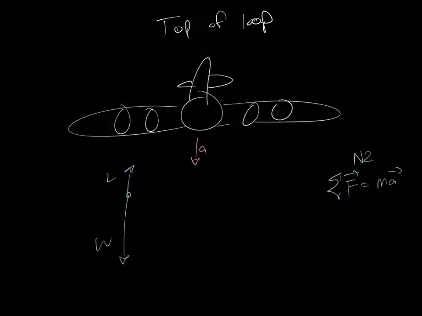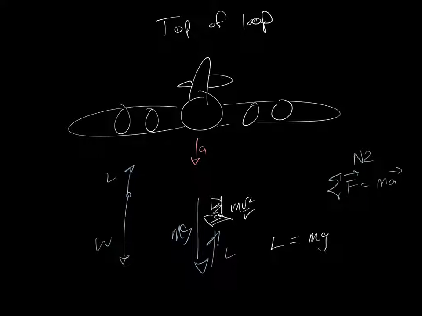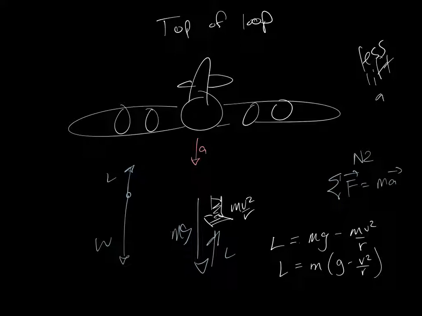All right. So for this problem, just to wrap it up, weight down, lift up, and the net force therefore would be down, right? mv squared over r is our net force. So in this case, our lift is mg minus mv squared over r, which means lift is m times g minus mv squared over r. Oh wait, I messed that up. Let me fix that. L equals m times g minus v squared over r. So you can see less lift at the top of the loop.